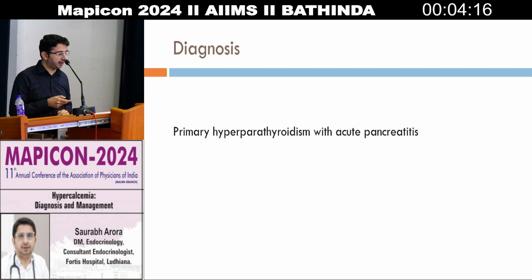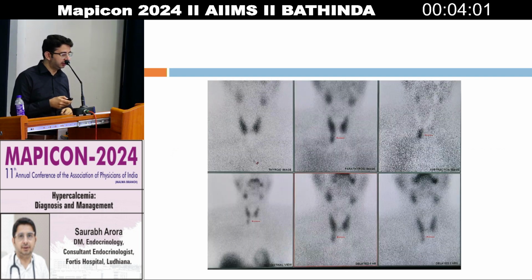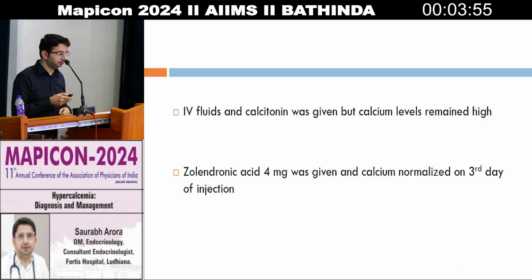So the diagnosis was primary hyperparathyroidism with acute pancreatitis. Ultrasound neck did not show any adenoma. Technetium sestamibi scan showed right inferior parathyroid adenoma, because the sensitivity of technetium sestamibi is more as compared to ultrasound neck. So this is the picture, and the arrow is showing right inferior parathyroid adenoma.